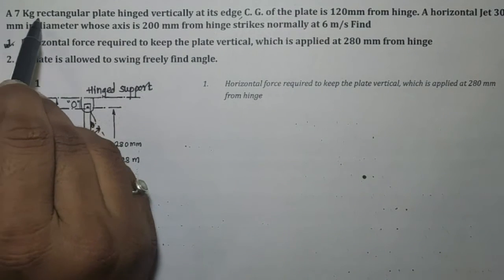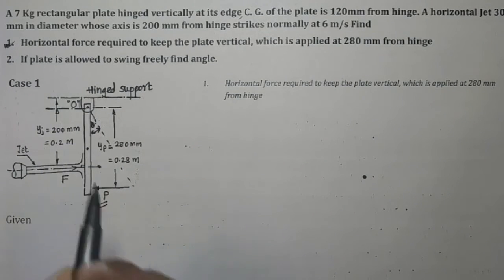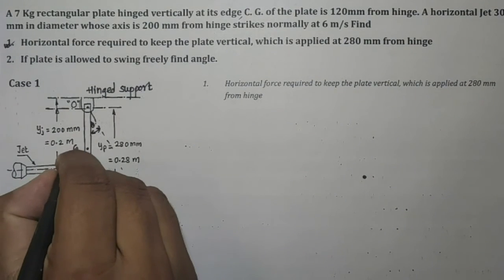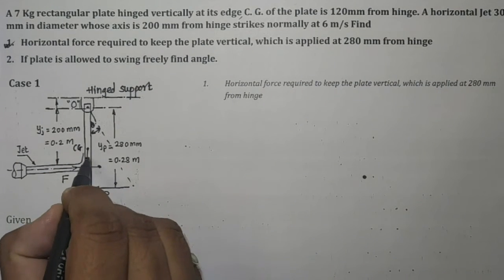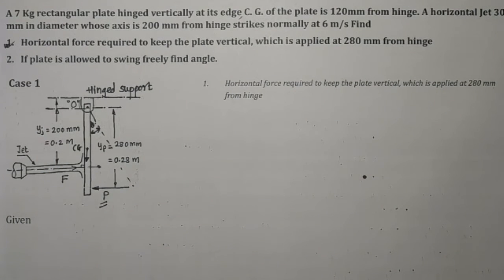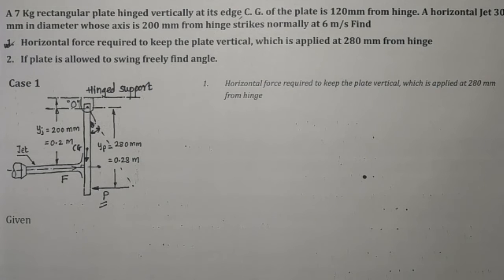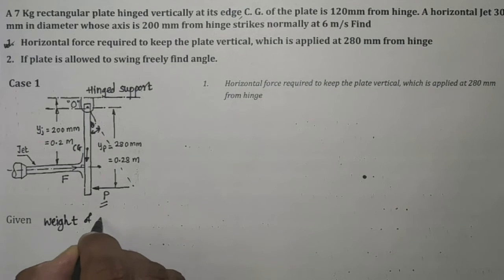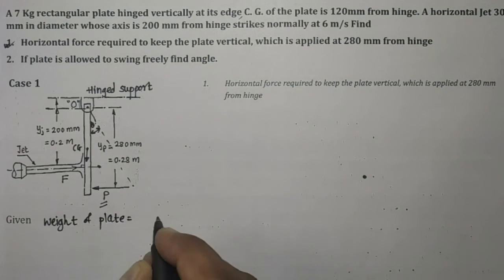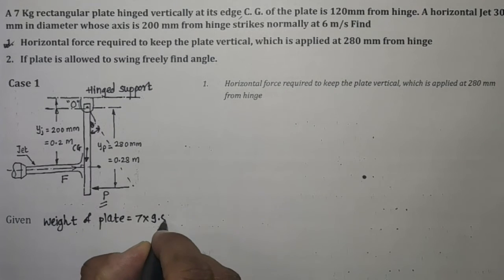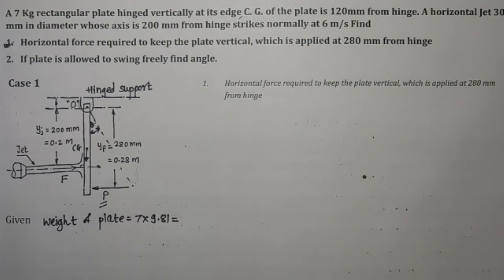Now see, the weight of this plate is 7 kg. So somewhere here we have a CG, and at this CG we have some sort of weight. Obviously they have given you a mass, so we can find the weight by multiplying it by 9.81. So weight of plate is 7 into 9.81. Okay, so we will find that value.